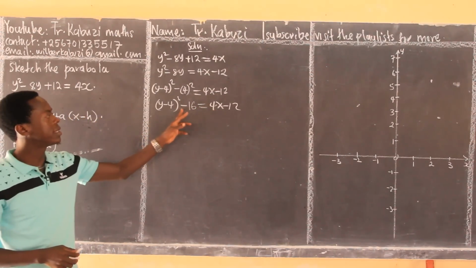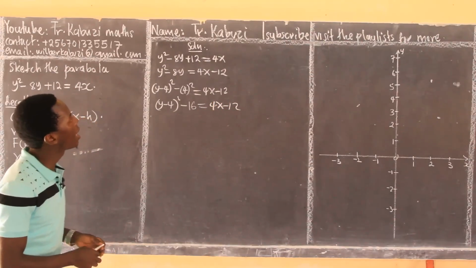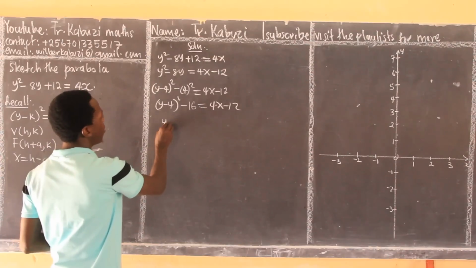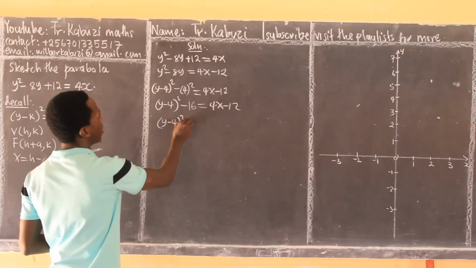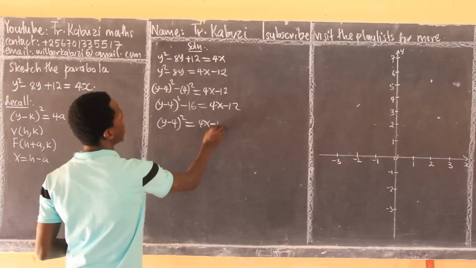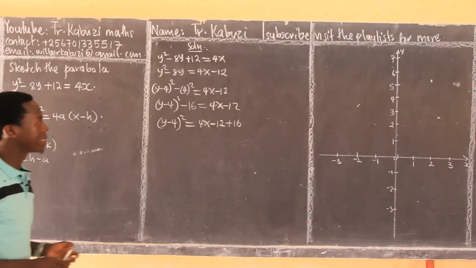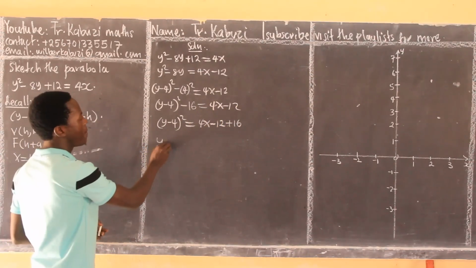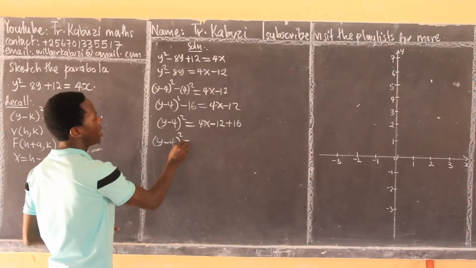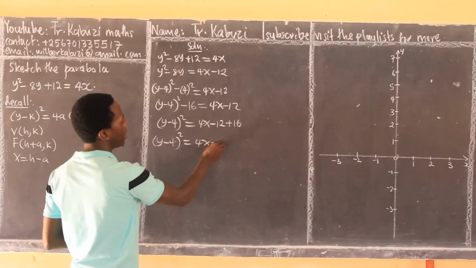Now from there, we take this to the other side. When you take this to the left, you see that we are going to have y minus 4 the whole squared, and to the right, we are going to have 4x minus 12, but now plus 16. So now we have y minus 4, the whole squared, equaling 4x plus 4.